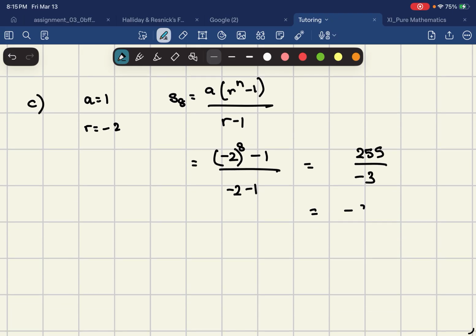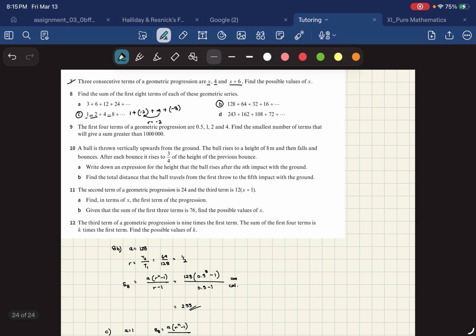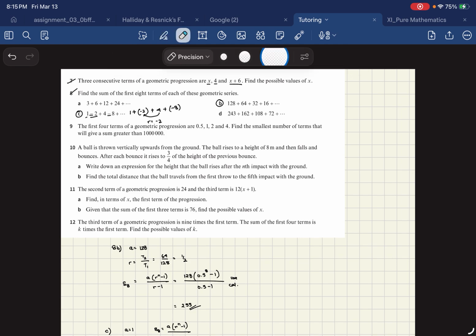So you get negative 85. That is your answer if you use your calculator. So that is how you do question 8. All right, moving on.